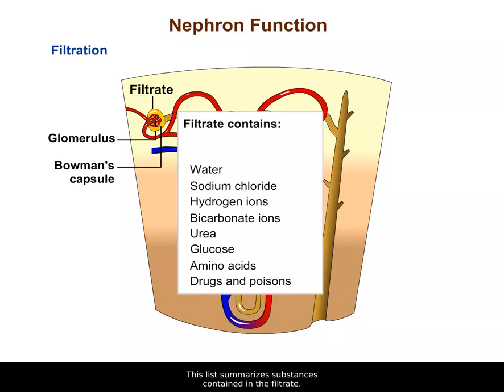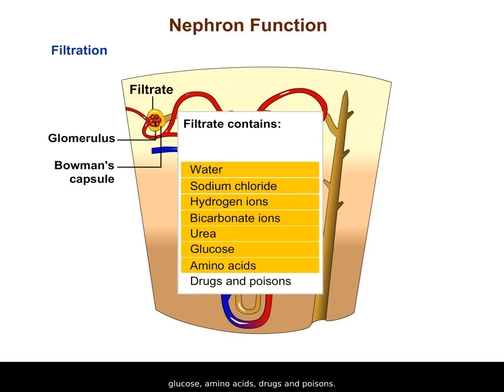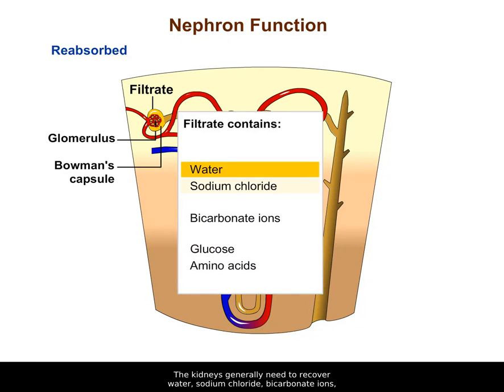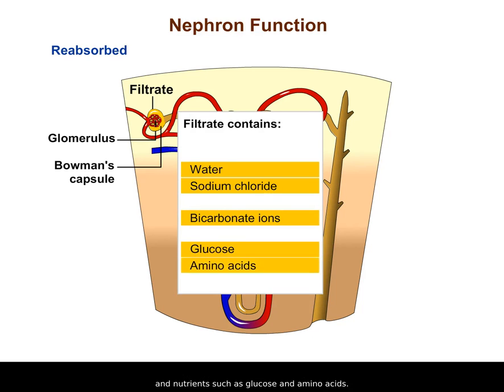This list summarizes substances contained in the filtrate: water, sodium chloride, hydrogen ions, bicarbonate ions, urea, glucose, amino acids, drugs and poisons. The filtration process is not selective, so some of these substances are useful to the body, and it is important that they be returned to the blood. The kidneys generally need to recover water, sodium chloride, bicarbonate ions, and nutrients such as glucose and amino acids. This reclamation of valuable solutes and water is called reabsorption.